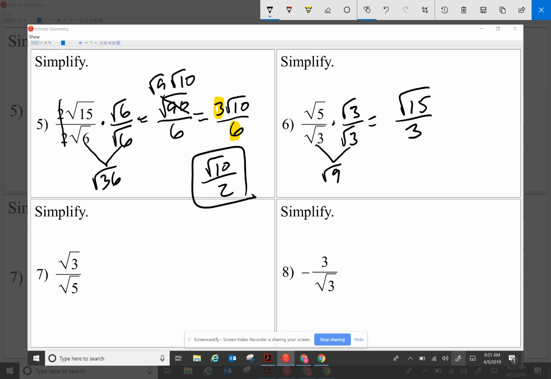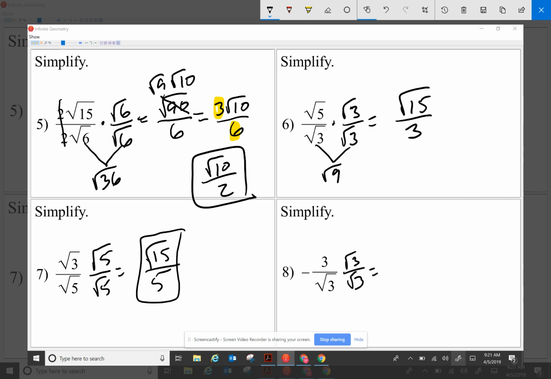All right, let's take a look at number 7. Multiply top and bottom by square root of 5. So I have the square root of 15 over 5. Square root of 15 I cannot simplify, so that's good. Looking at question number 8, I'm going to multiply top and bottom by the square root of 3. So to begin with, I have 3 radical 3. Square root of 3 times square root of 3 is 3.